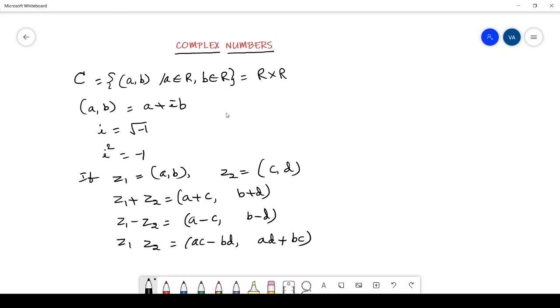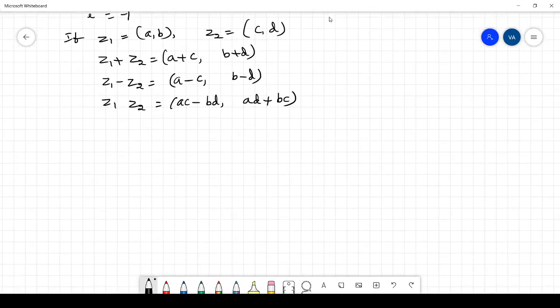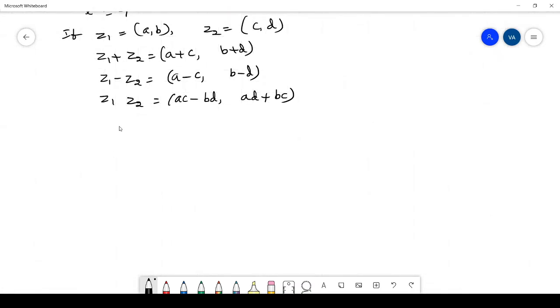Next, division. Z1 by z2 is (ac plus bd) by (c square plus d square), and (bc minus ad) by (c square plus d square).